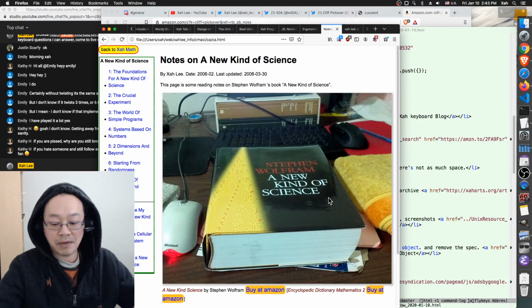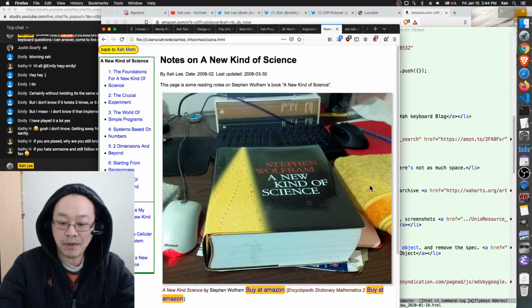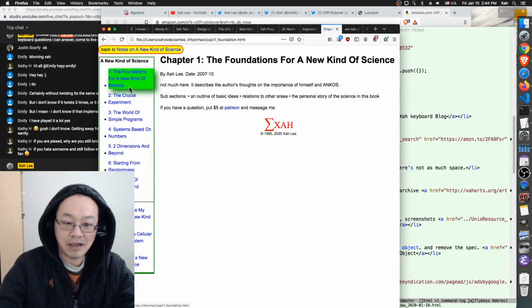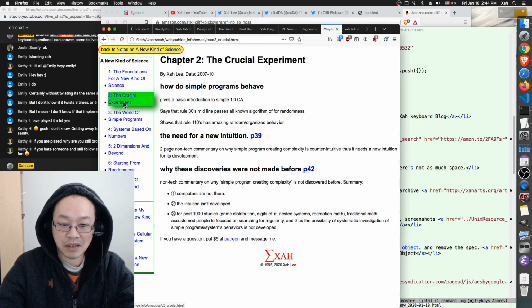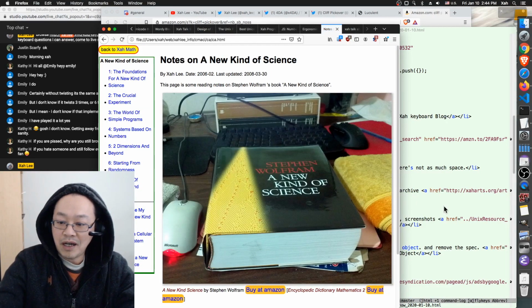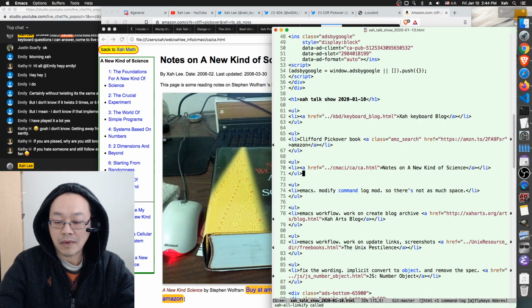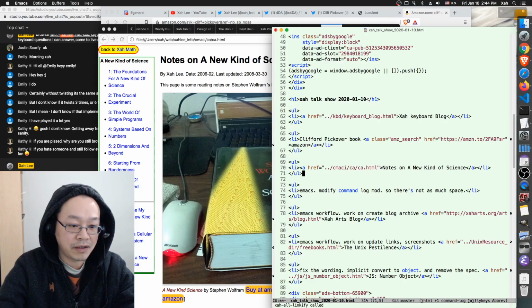So this book by Stephen Wolfram, I have actually annotated the book's content. A New Kind of Science. That's cellular automata. Very interesting stuff.